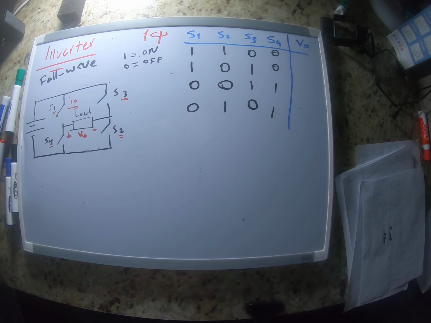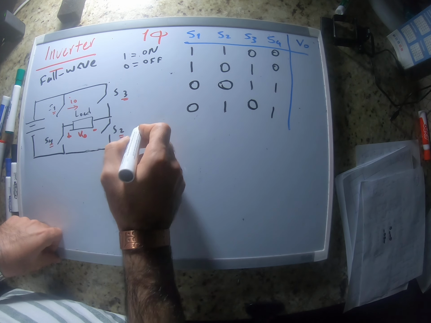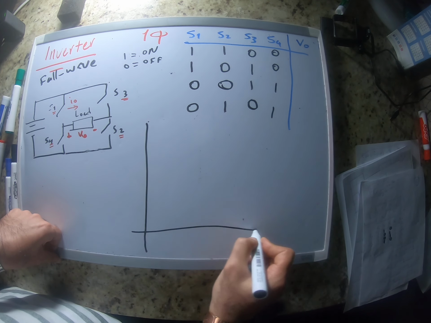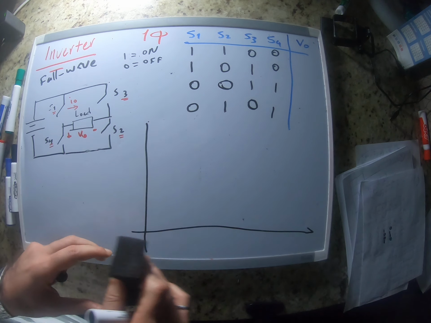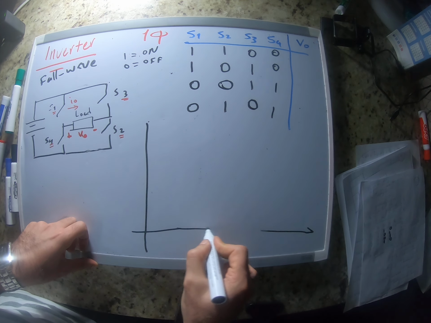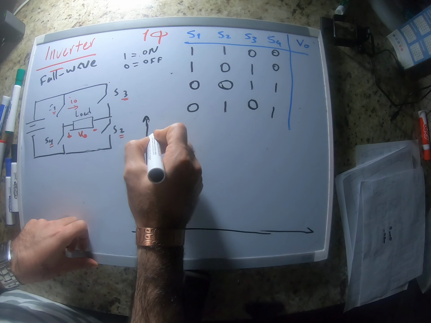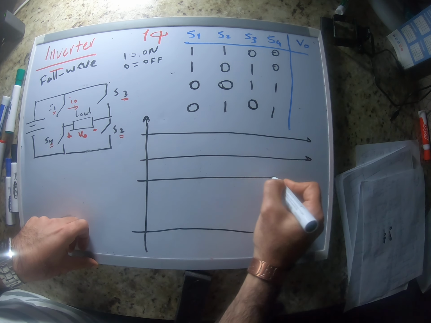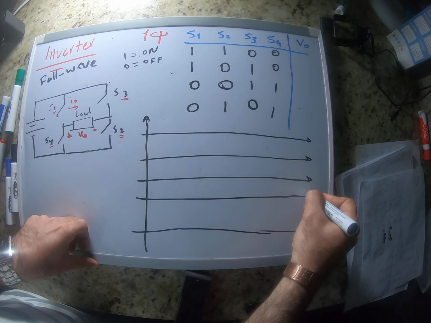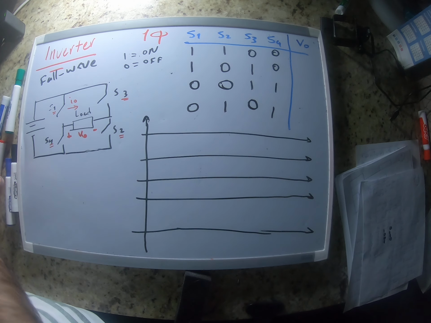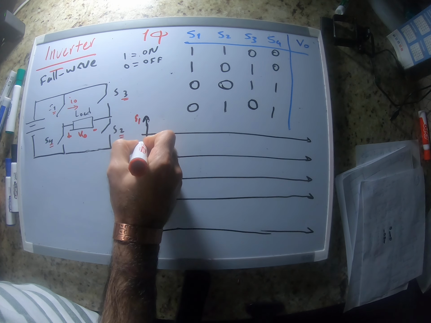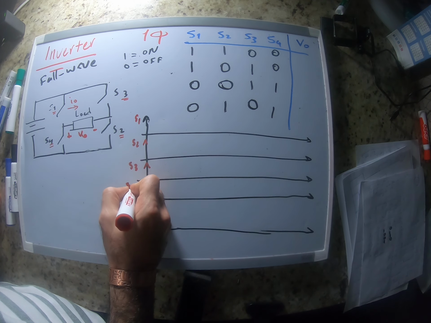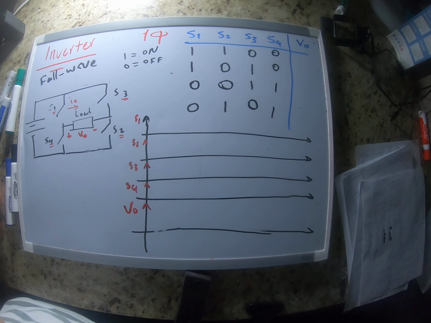Now, let's look at the waveforms. I'm not sure if I would have enough space to do this, let's just try. I'm just going to try my best to do this. So this is S1, S2, S3, and S4. And this is going to be our output voltage.